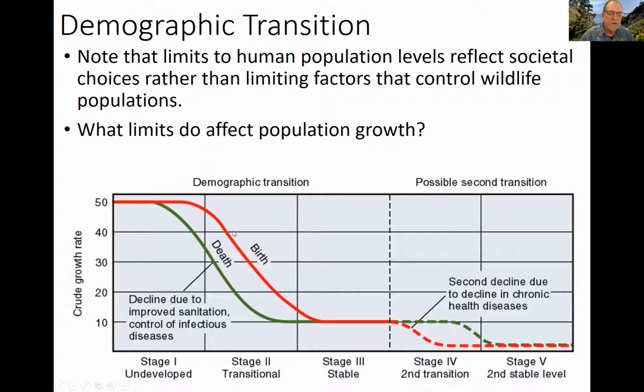Then over time, if the population stabilizes itself and there are sufficient resources and other factors of stability within a country or region, the birth rate may decline again. This demographic transition would initially produce an increase in population size, and then eventually the two curves would merge and you have a stable stage 3. So this is the underdeveloped stage, the transitional stage, and stable phase 3. And there's a second decline in transition due to a decline in chronic health diseases.